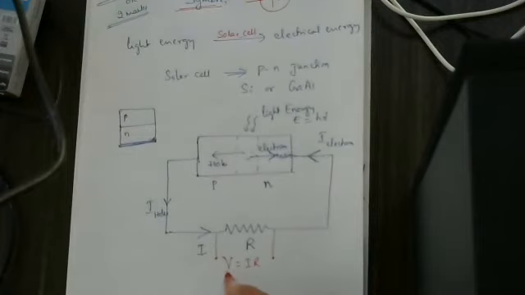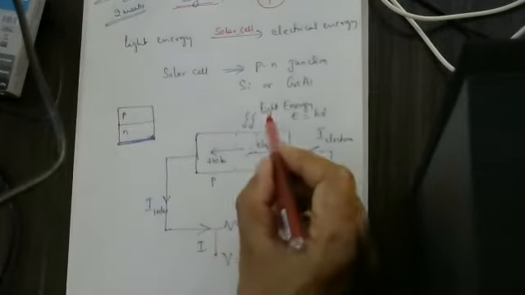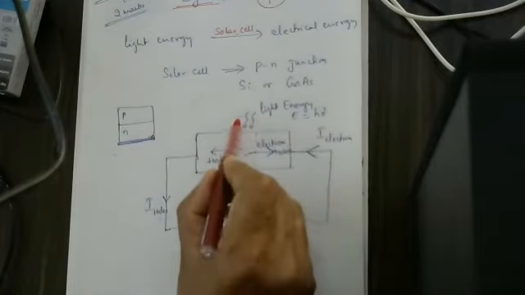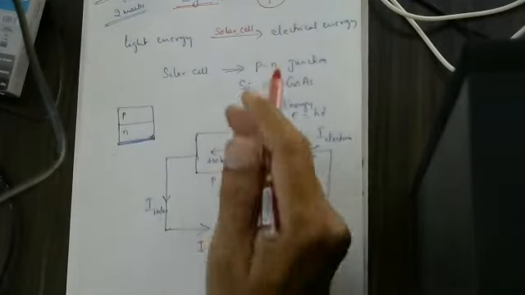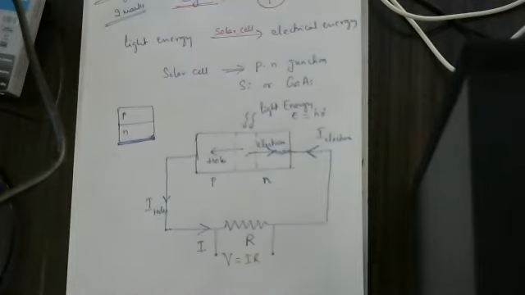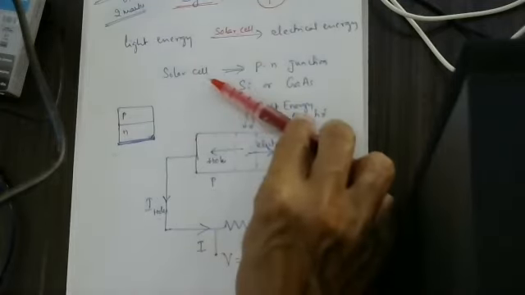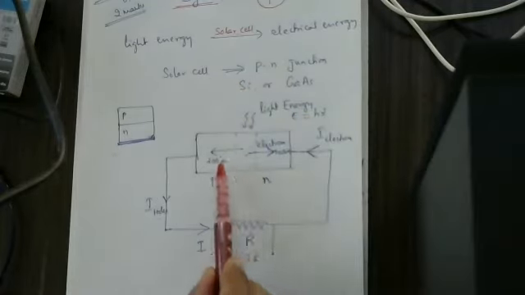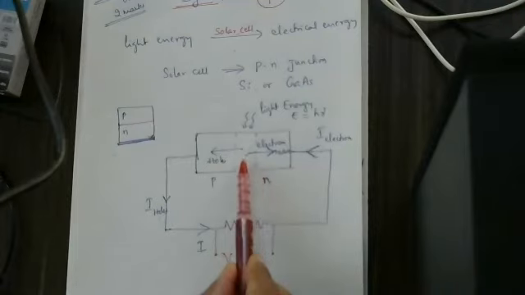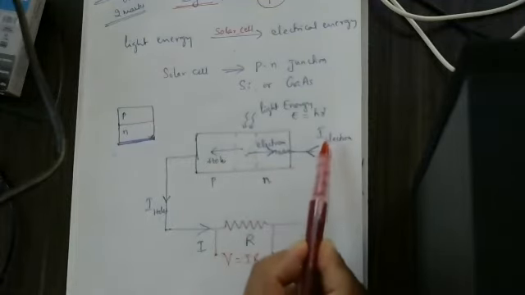There is a production of voltage due to this light energy. For example, if this light energy is cut off, if I stop the light energy here, then electron-hole pairs are not produced. Electrons are not moving here.